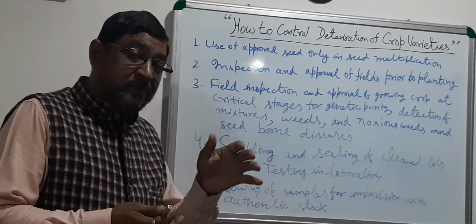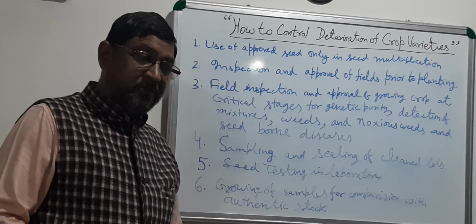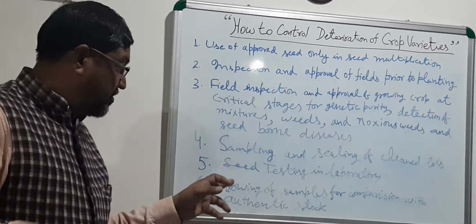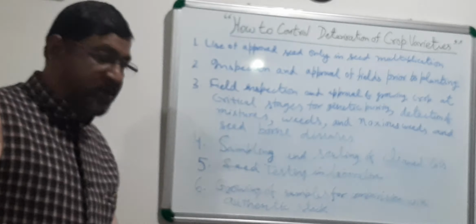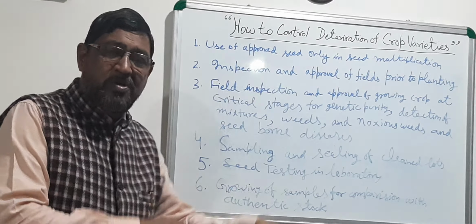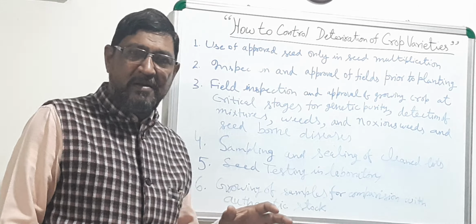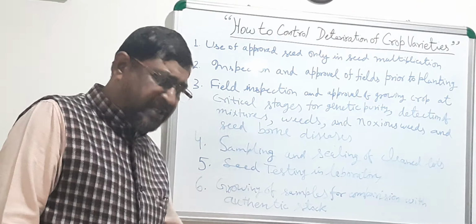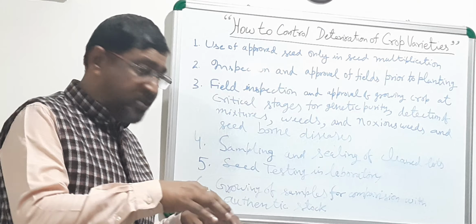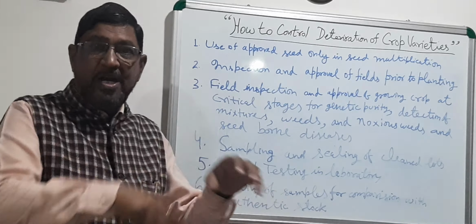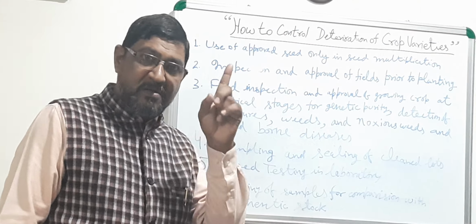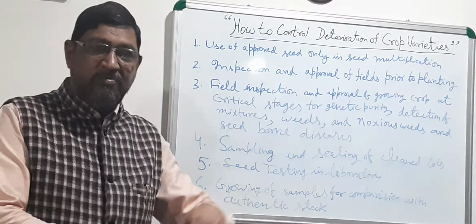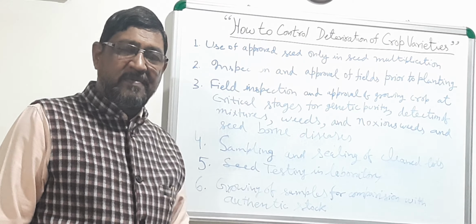Then if the inspector is failing to judge the real purity of the seed while sampling, while testing in the laboratory, then he has to go for grow out test. He has to grow it. Grow out test I will be dealing with in a later lecture. Grow out test means he has to grow the sample of the seed along with the original authentic stock side by side, then you have to compare the growth and other things. For when sometimes dispute and confusion is there, then it is done, because it is very time taking. So that is done.